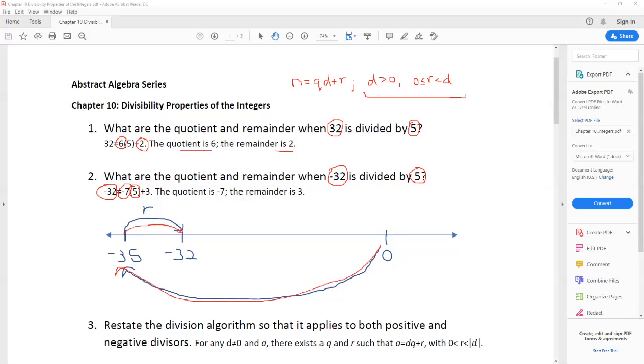So negative 32 is going to take us back 7 units of length 5. That puts us at negative 35. And then we will simply add the remainder 3 to get back to negative 32. So the quotient would be negative 7, and the remainder is positive 3.